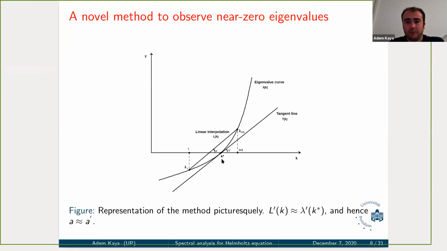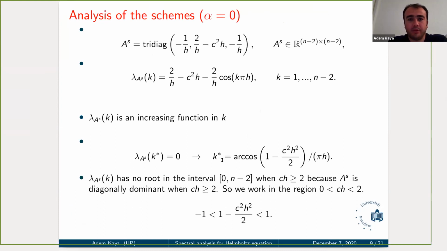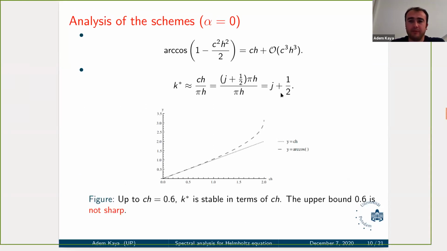Now, based on this observation, we analyze our schemes. We start with the case alpha equals zero. So we have a symmetric tridiagonal matrix, so that we can explicitly find the eigenvalues. And it is clear that lambda k is an increasing function in k. The root of lambda k is arccosine of something over pi over h. Here lambda k has no root in this interval between 0 and n minus 1 when ch is greater than or equal to 2, because the matrix is diagonally dominant. And so we work in this region where ch is between 0 and 2. And in this region, we are very lucky that the term inside the arccosine is between minus 1 and 1. This guarantees that arccosine has a convergent Taylor series expansion at ch equals 0. And here we see this expansion.